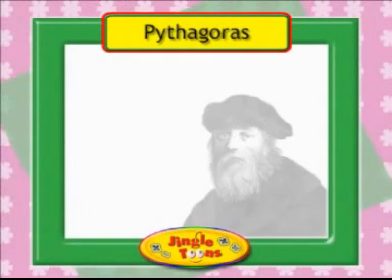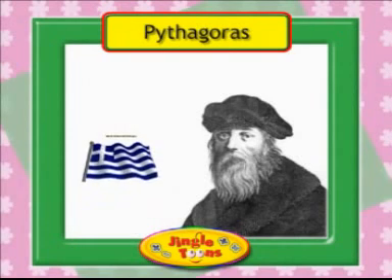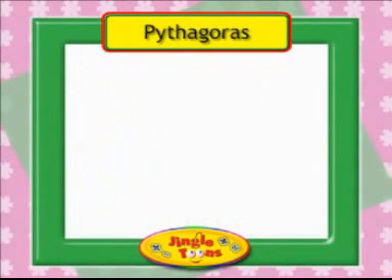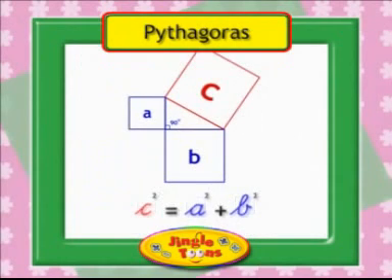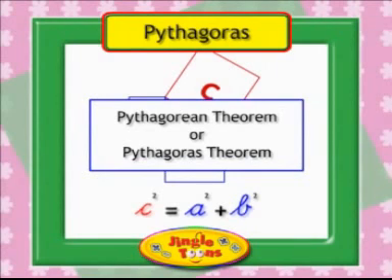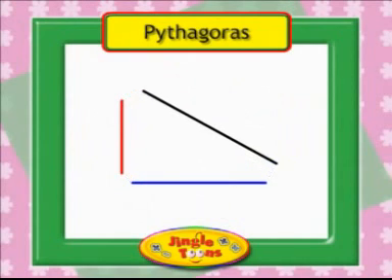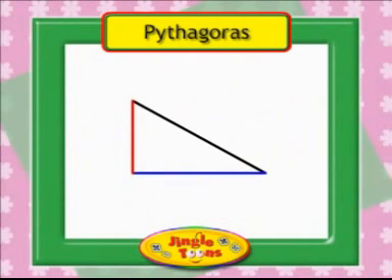Summary. Pythagoras was a great Greek mathematician who lived around 2500 years ago. He invented a theorem which is today called as Pythagoras theorem. To understand the Pythagoras theorem, we first need to understand what's a right-angled triangle.